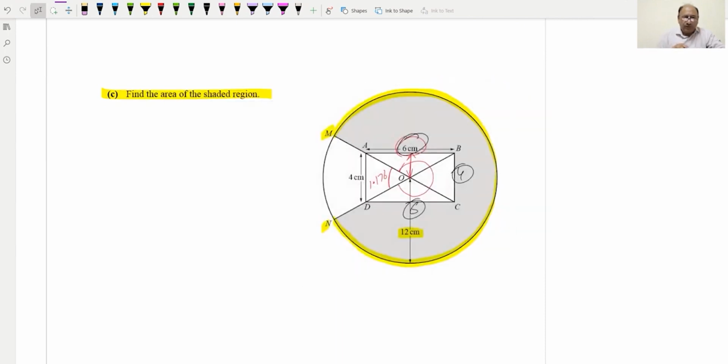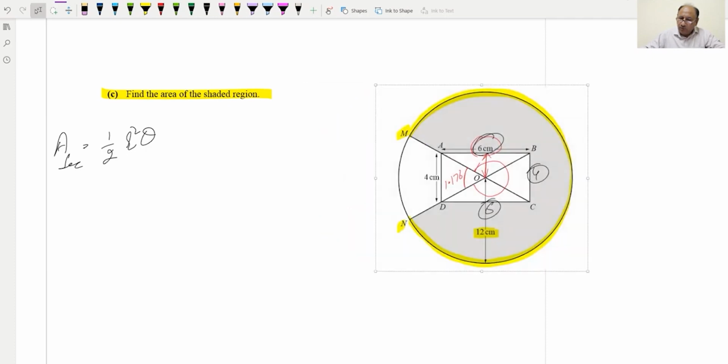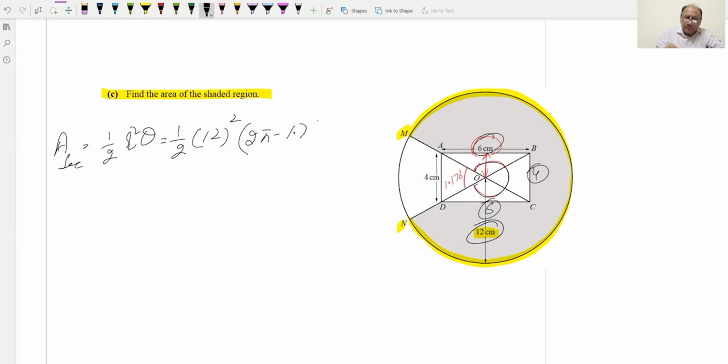So area we can find. First we will find the area of the sector. Area of the sector will be equal to 1 by 2 r square theta. We take 1 by 2, radius is 12, which is this one, so 12 square, and theta value we take again the same, which is 2 pi minus 1.176, and this will be equal to, we can calculate this.